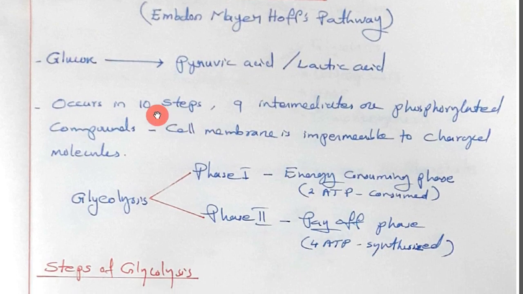There are 10 steps, that means there are 10 intermediate compounds. Among these 10 intermediate compounds, 9 intermediate compounds are phosphorylated compounds. The phosphorylated compound means a compound with a phosphate group or phosphoric acid group. This phosphoric acid group is negatively charged. So when the phosphate is added to a compound, the compound itself becomes a charged compound.